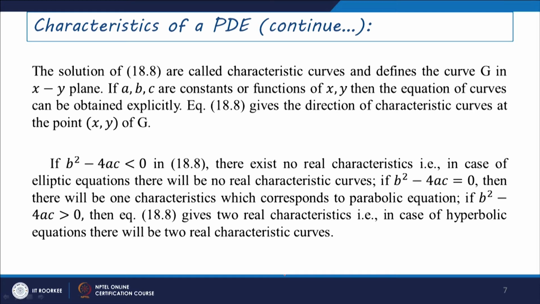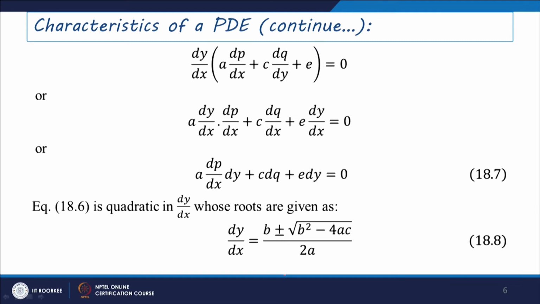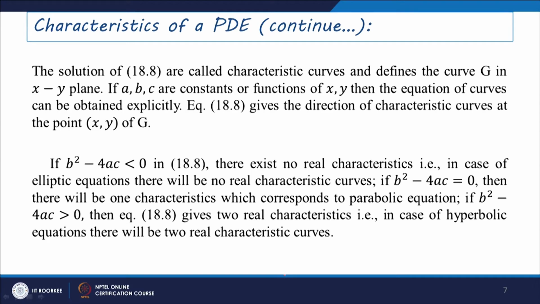And if you go for the solution of this characteristic curves, which are defined on this curve g in the xy plane, if a, b, c are constants or functions of xy, then the equation of the curves can be explained in explicit form. And if you go for equation 18.8 here, which is expressed as a dy by dx form, that gives the direction of this characteristic curve at the point xy of g there. So first condition, consider b square minus 4ac less than 0.